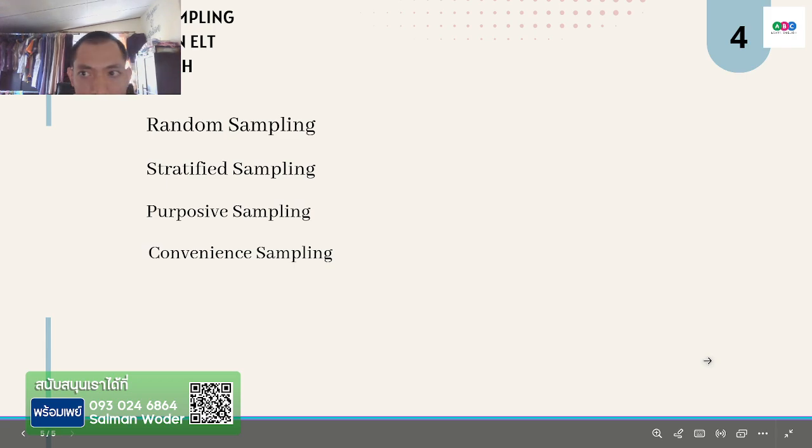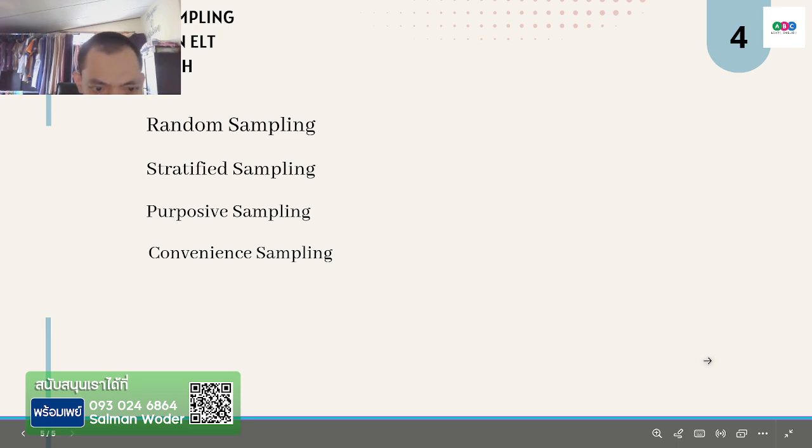Okay, now let's go to principal sampling methods in ELT research, right? Choosing the right sampling method is critical. It's very important for ensuring that your research findings can be appropriately generalized and that you are able to answer your research questions effectively. So let's have a look at many types of sampling methods.